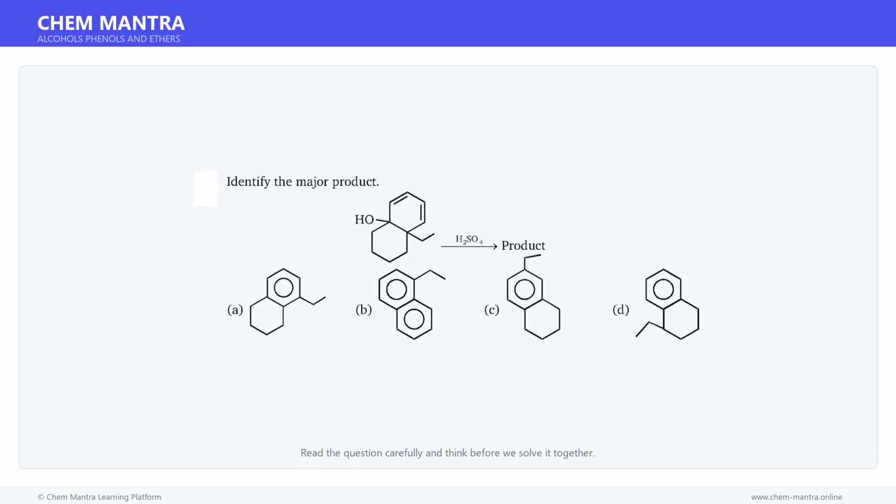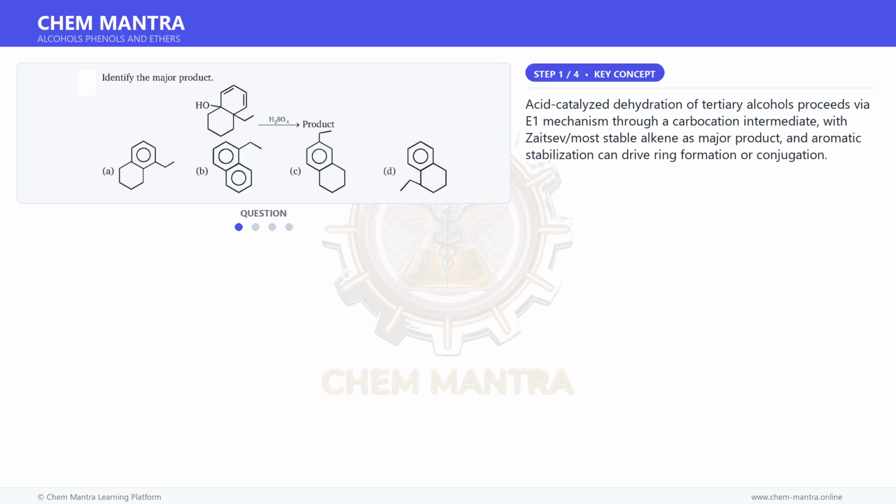Here is a question. Read it carefully and think about the answer. Let us solve it step by step. Let us first understand the key concept here. Acid-catalyzed dehydration of tertiary alcohols proceeds via an E1 mechanism through a carbocation intermediate, with the Zaitsev, most stable alkene, as the major product, and aromatic stabilization can drive ring formation or conjugation.